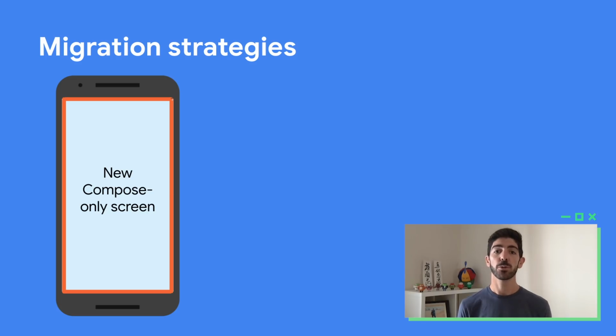A common approach when refactoring your app to a new technology is adopting it in new features. For example, a new screen you are building. In this case, Compose code will interact with the View system at the edges.